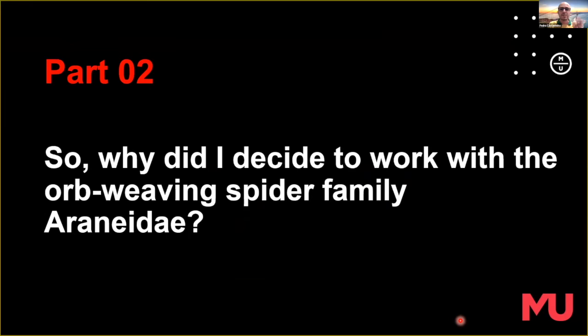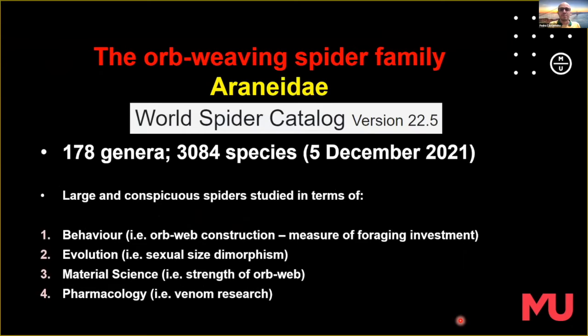So why did I decide to work with the spider family Araneidae? It's a very widespread spider family and one of the most speciose families too, with 178 genera and 3,084 species by 5 December 2021. And they are very large, conspicuous, easy to identify, and they are studied in many ways. One of these ways is behavior and evolution, as for example sexual size dimorphism, which we have also been analyzing during this project, material science, and pharmacology.